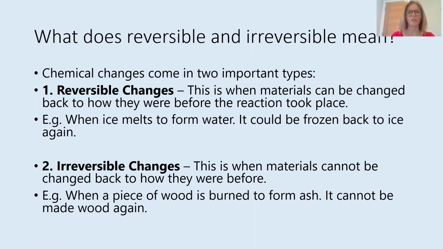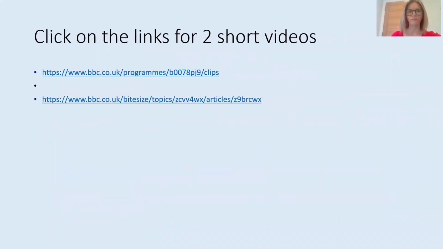So chemical changes come in two important types: reversible changes and irreversible changes. Reversible changes is when materials can be changed back to how they were before the reaction took place. So for example, when ice melts to form water, it could be frozen back to ice again. Irreversible changes are when materials cannot be changed back to how they were before. So if a piece of wood was burned to form ash, it would not be able to make wood again.